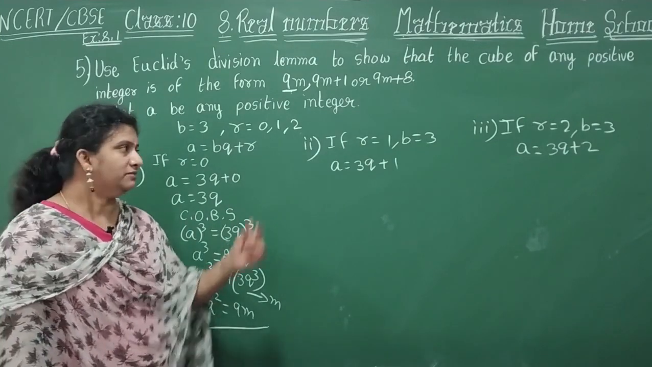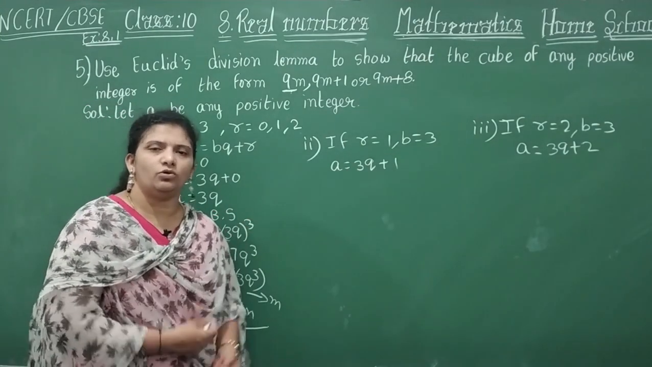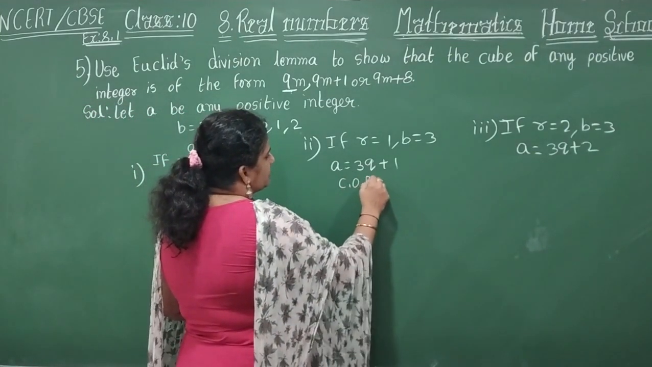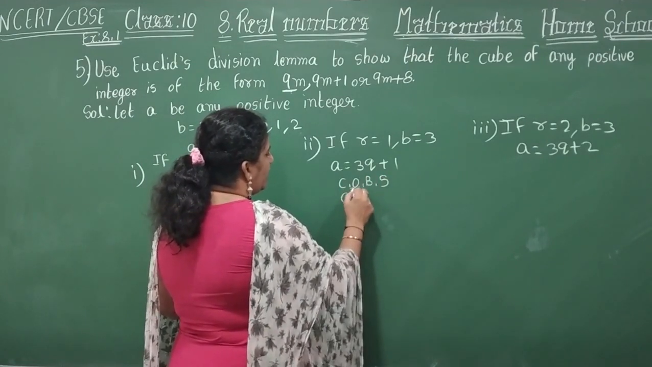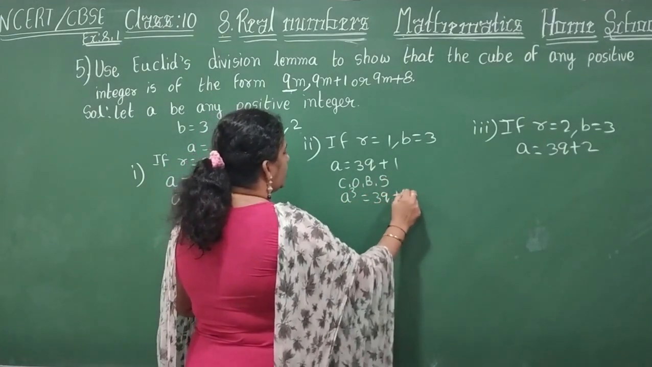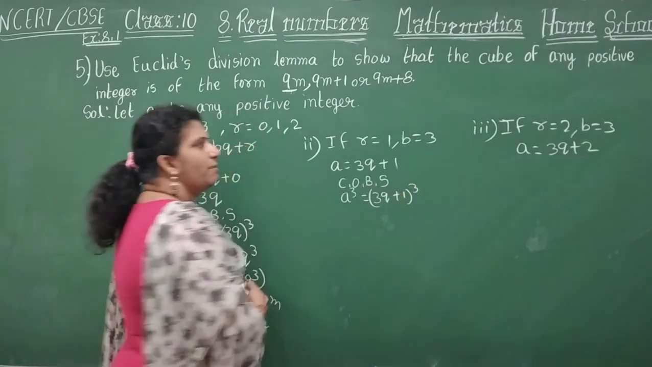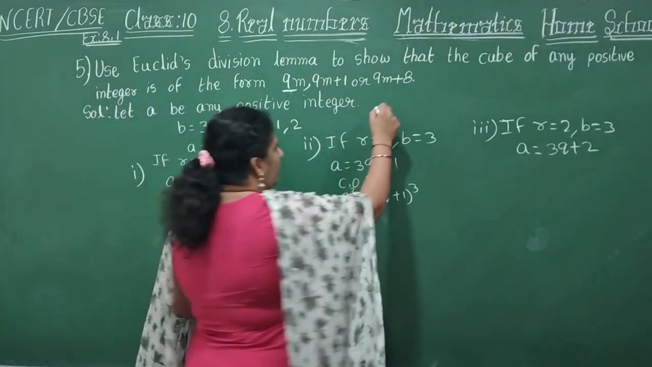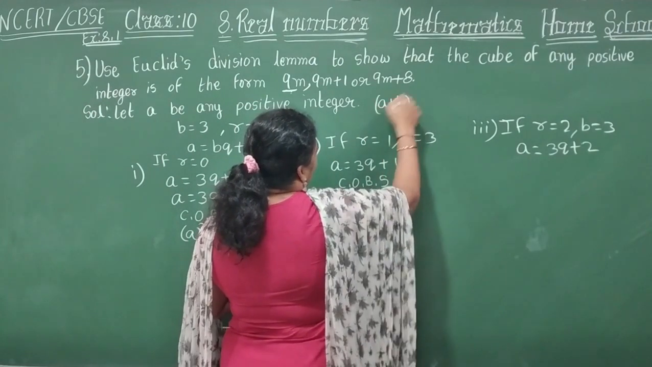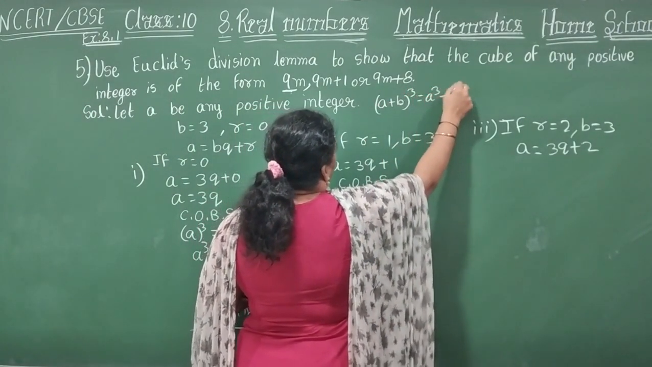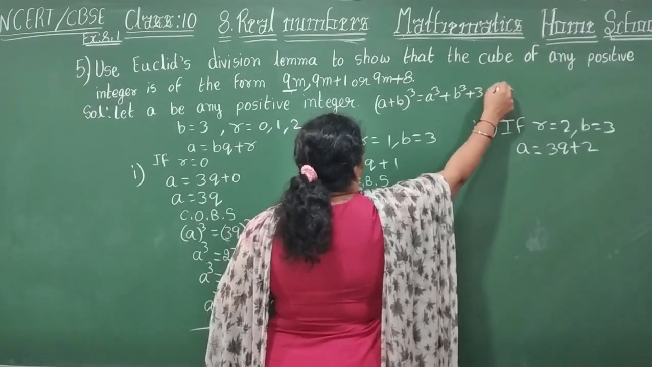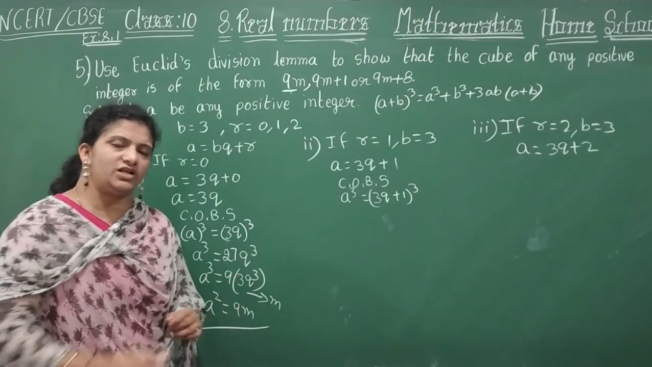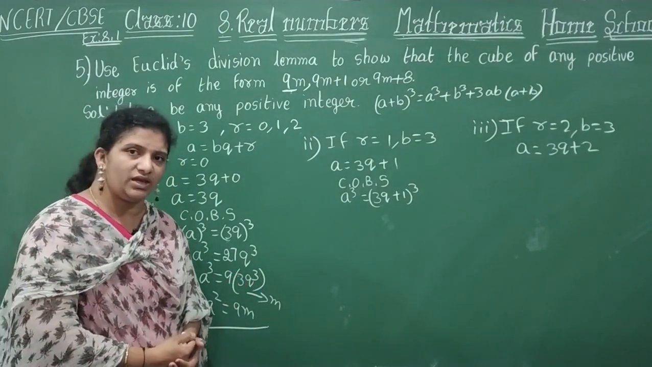Let's see the next case here. a is equal to 3q plus 1. Again, same format here. Cubing on both sides. What do you get here? a cube is equal to 3q plus 1 whole cube. By the way, what is the a plus b whole cube formula? Do you remember here, children? So look here. a plus b whole cube is equal to a cube plus b cube plus 3ab into a plus b. What's a plus b whole cube, children? a cube plus b cube plus 3ab into a plus b.